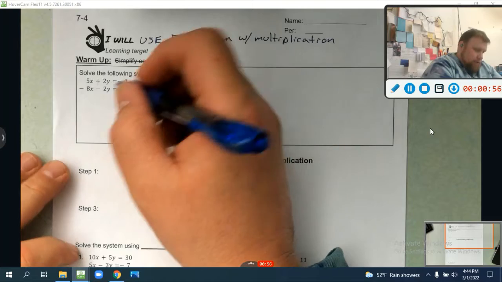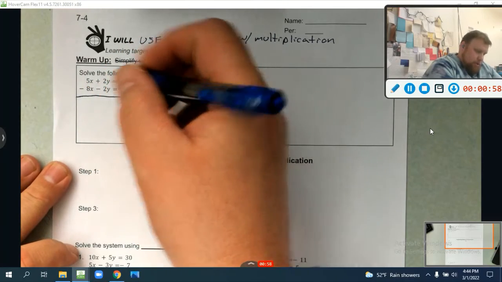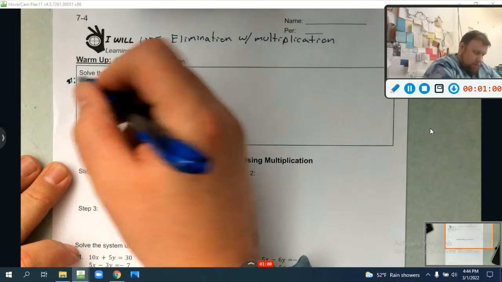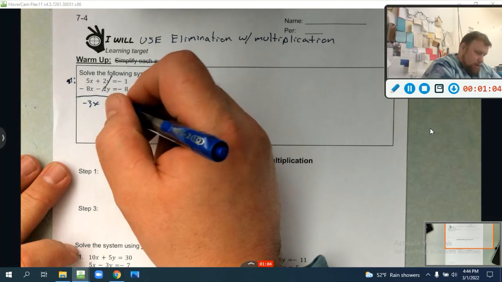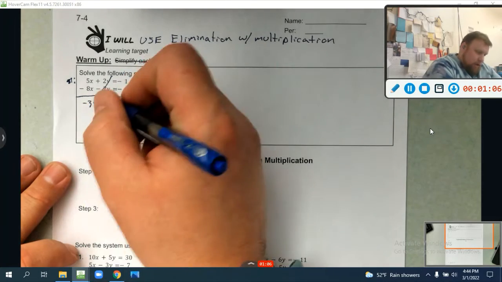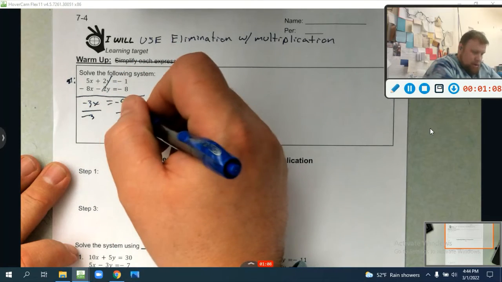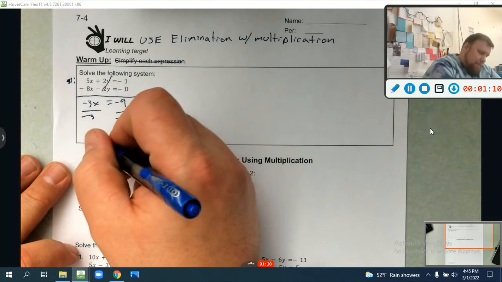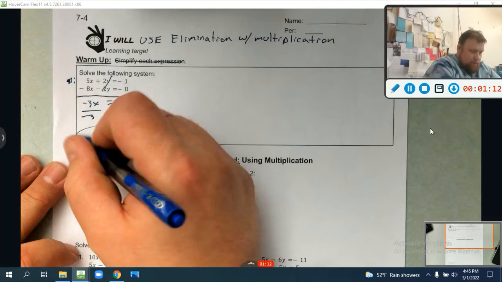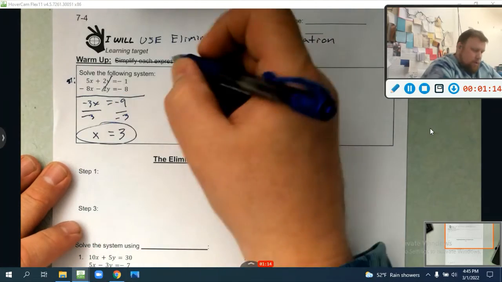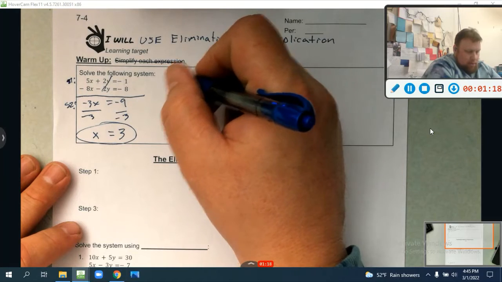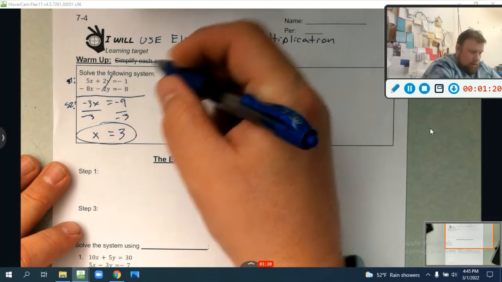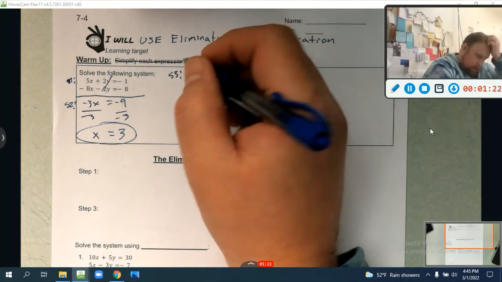So let's solve this, right? It's already step one. Add straight down, I get negative 3x equals negative 9. Divide both sides by negative 3. Bada bing, bada boom. X equals positive 3. All right, let's move on to, and that was step 2, by the way, step 3, which says to plug that back in. And I always plug it into the top equation, right?